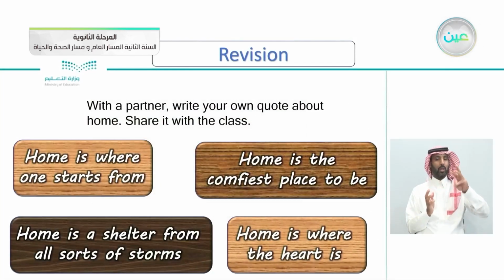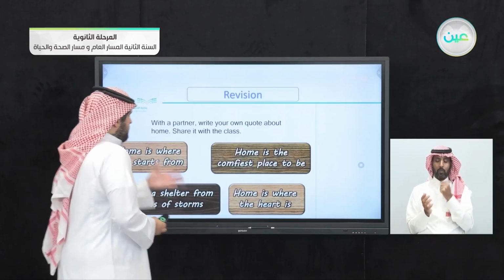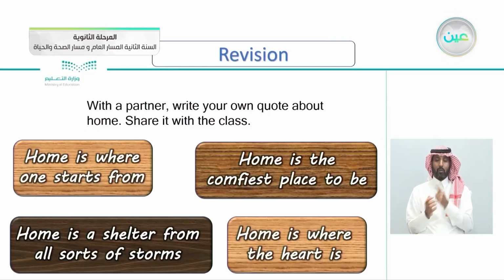But before we do that, let's revise our previous lesson. If you remember the pair work lesson, it was saying with a partner, write your own quote about home. If you remember this exercise, to write your own quote, your own saying about a home. For example, we have written, home is where one starts from, or home is the comfiest place to be. Home is the shelter from all sorts of storms. Home is where the heart is. So this was our previous lesson, the pair work.